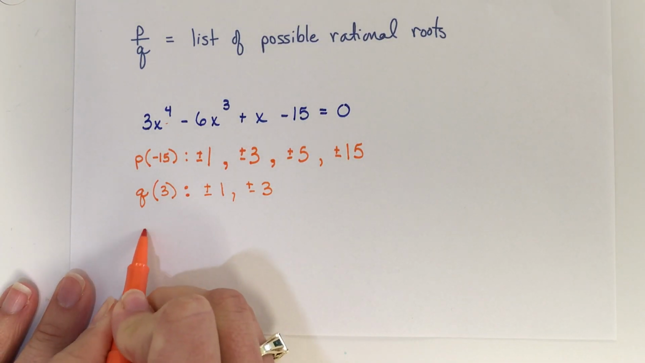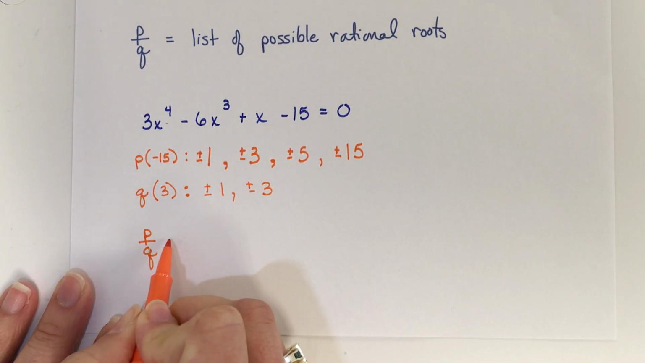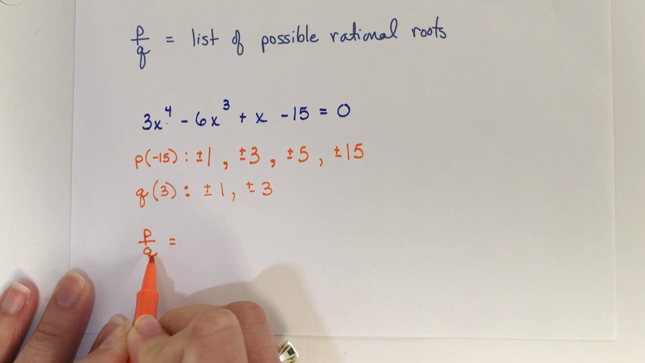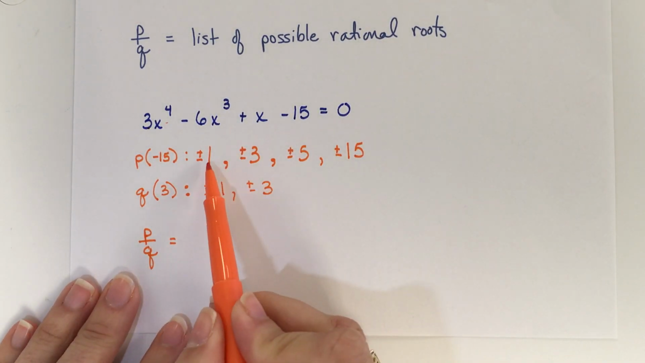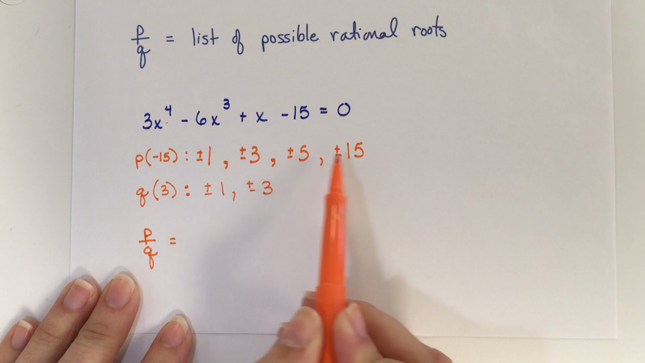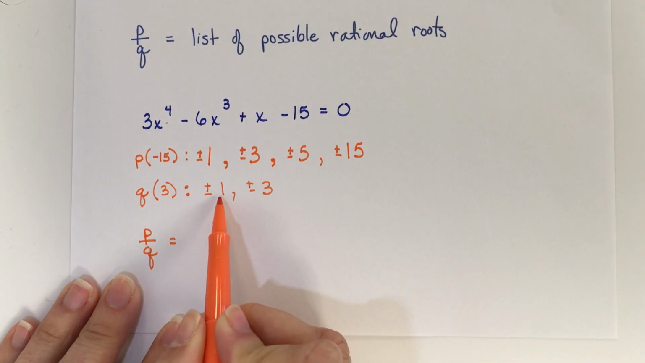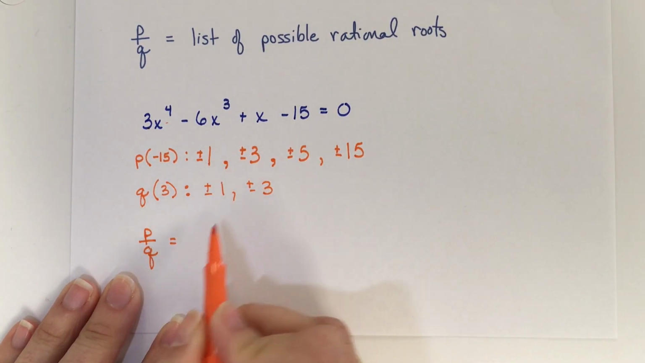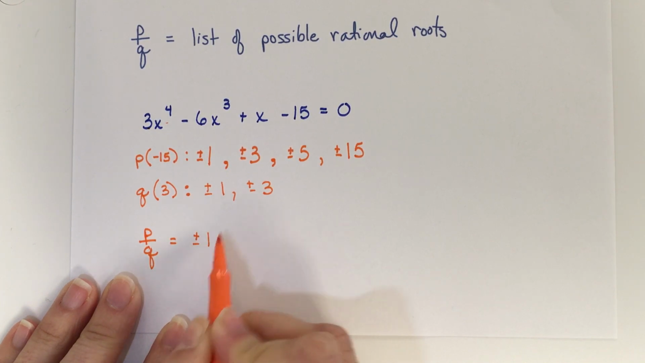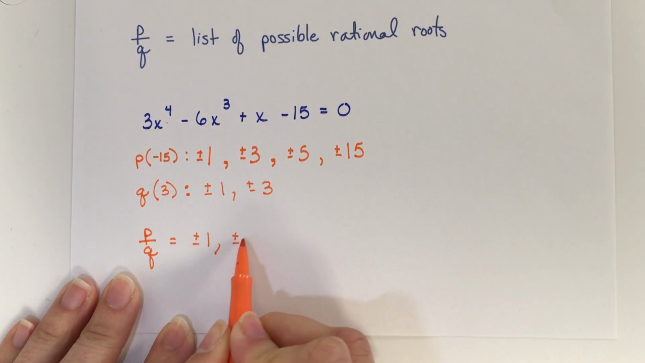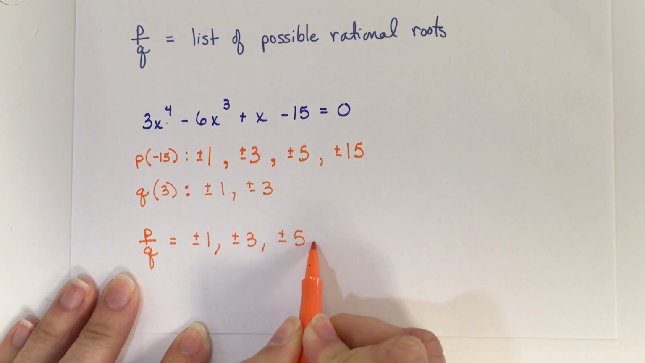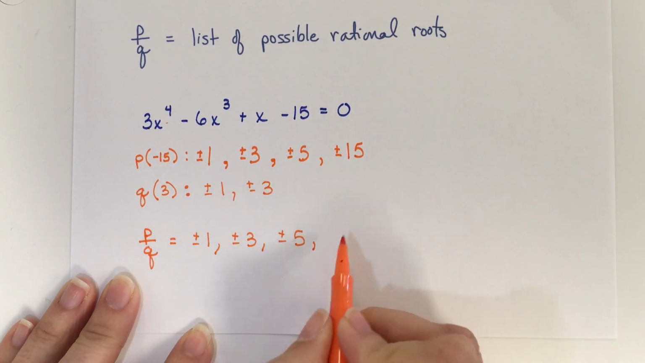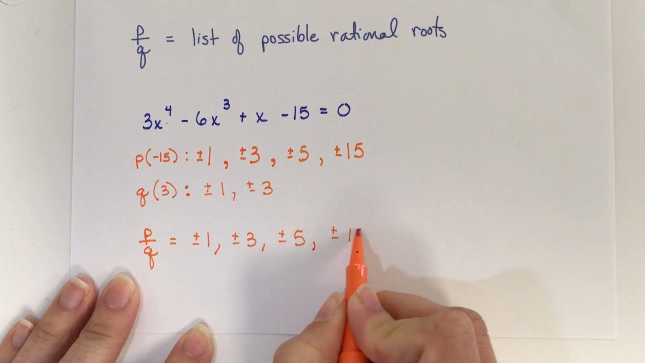Now we've got to make the fractions that I was talking about. We've got to put all of the P's over all the Q's. Here's a systematic way that you can do this each time. I just start by putting 1, 3, 5, and 15, all of these numbers, over the 1 first. So 1 over 1 would just give me 1. 3 over 1 would just give me 3. 5 over 1 is just 5, and 15 over 1 is just 15.